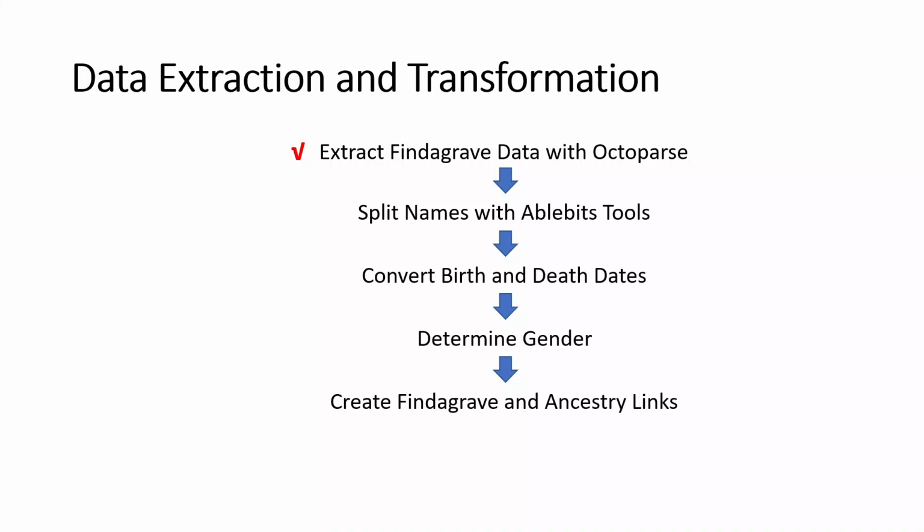So now that we've got that data into Excel, we need to do a couple of things. In today's tutorial, we're going to talk about how to split the names using a tool called Ablebits. In another tutorial, we'll go through how to convert birth and death dates, how to determine the gender so that you can only look at males that are coming out of Findagrave, because out of your extract you're going to get both. And then in the last tutorial we'll talk about how to create some easier to use Findagrave and ancestry links. So let's get started.